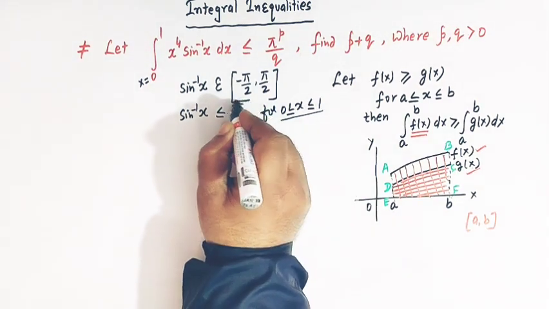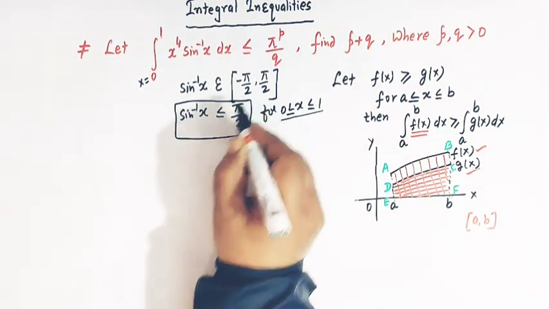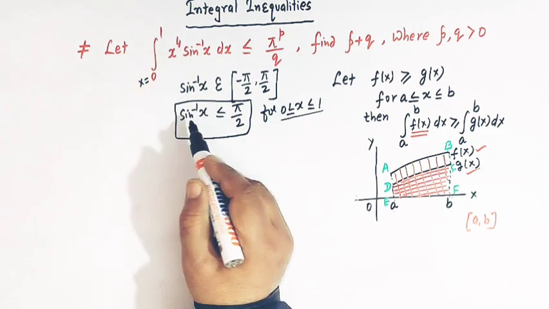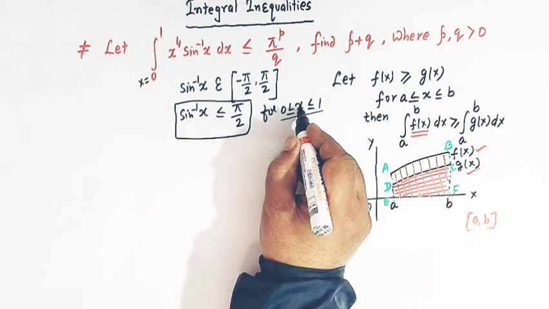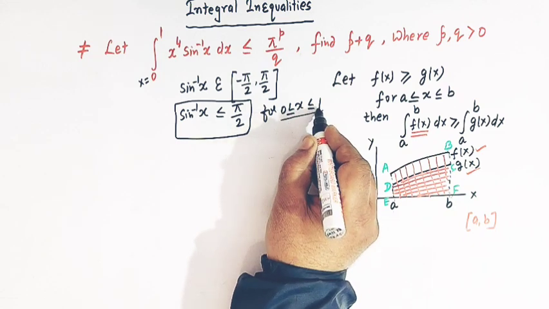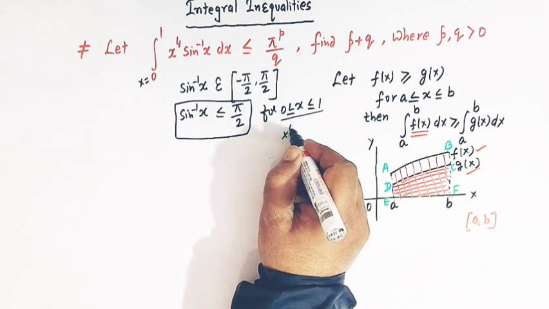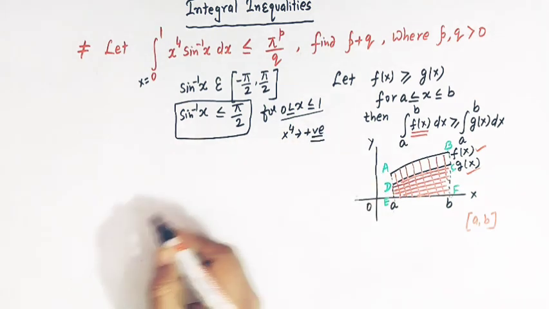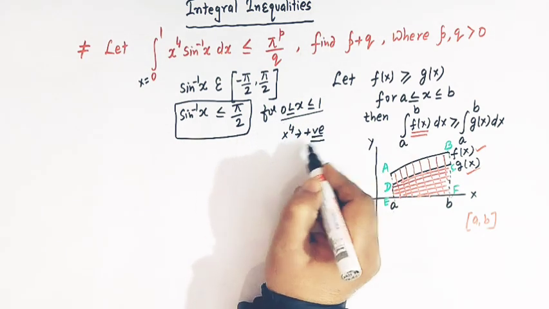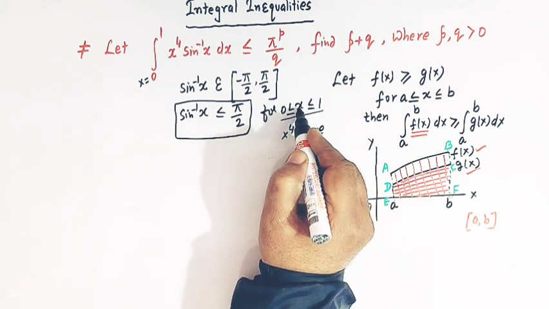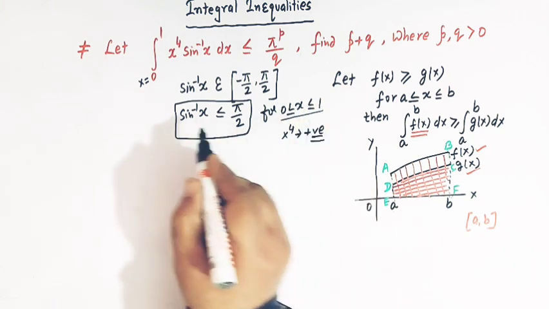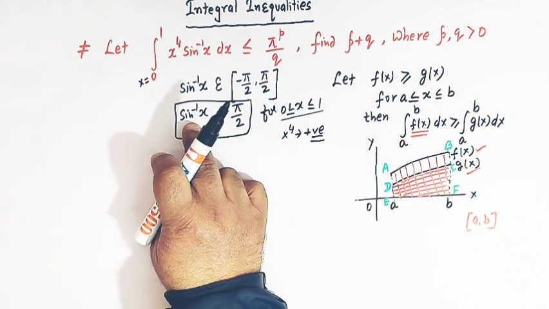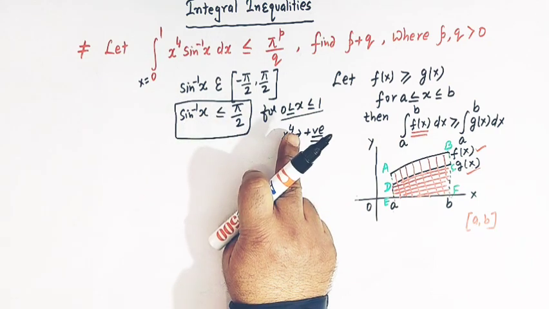So now we'll take this inequality to move further, right? Now see, here we have x raised to 4, and for x lying between 0 and 1, x raised to 4 is always a positive quantity. So we can multiply this inequality throughout by x raised to 4.